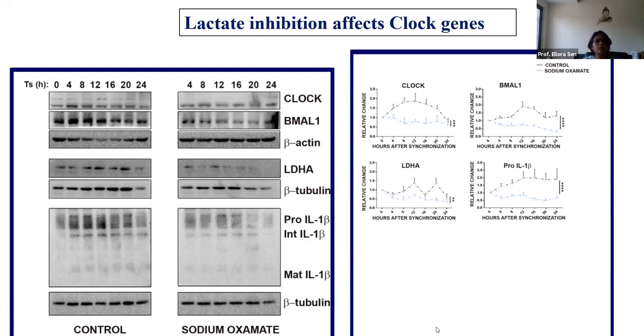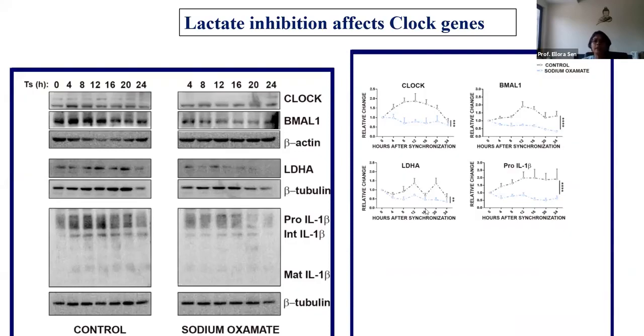You can ignore the Western blot because here it's getting too crowded, but if you look at this densitometric representation of this Western blot, you will figure out that inhibition of lactate affects the rhythmic expression of CLOCK, BMAL1, and interleukin 1. So when you inhibit lactate, there is an altered regulation of the rhythmic expression of CLOCK, BMAL1, IL1, and of course lactate dehydrogenase.